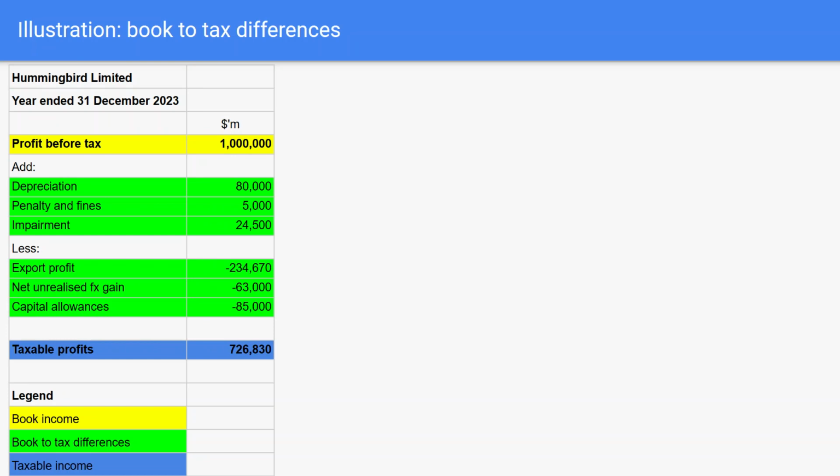If you look at the legend below, you see that your book income is in yellow. That's the PBT. Your book to tax differences are the items in green, the items adjusting the PBT to get your taxable income. And of course, the taxable income is your taxable profit there. So pretty straightforward. This is how to identify what book to tax differences are. But it doesn't stop there. It's important to understand what kind of book to tax difference each of these items is.